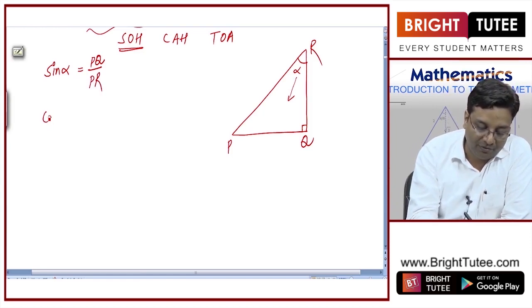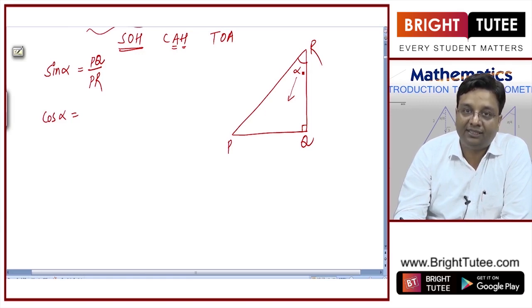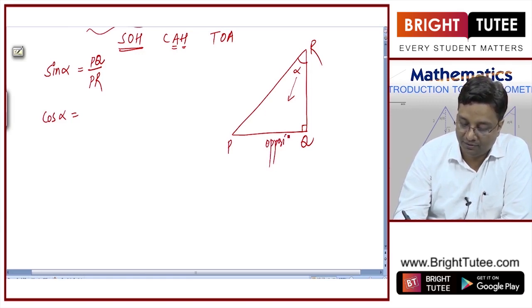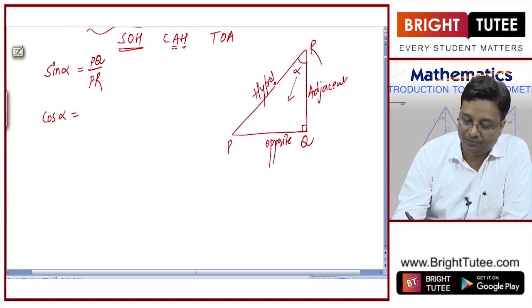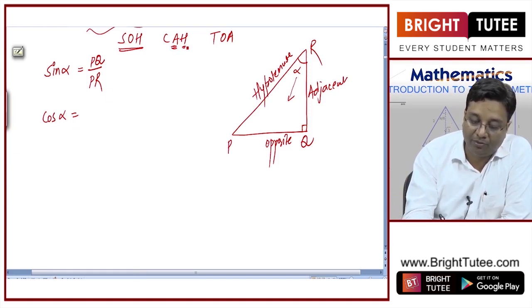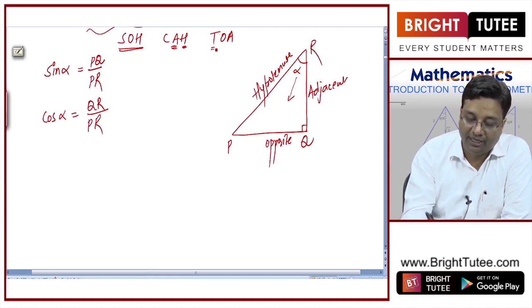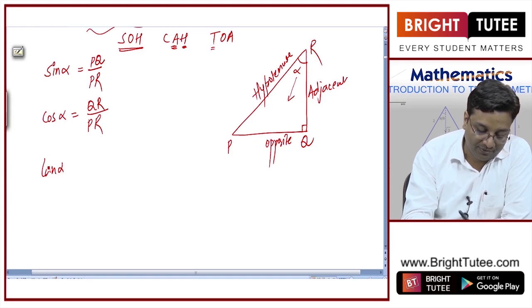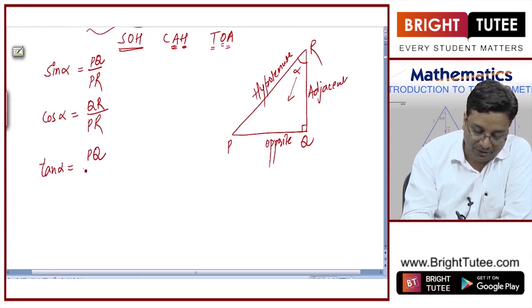Now tell me what is cos alpha? It is adjacent upon hypotenuse. What is the adjacent side? This is opposite. So this should be adjacent. And this is my hypotenuse. Alright. So what is cos alpha? It is adjacent upon hypotenuse. So adjacent is QR upon hypotenuse is again PR. Right. Tell me about tan. Tan of alpha is equal to opposite by adjacent. So PQ upon what is adjacent? QR.